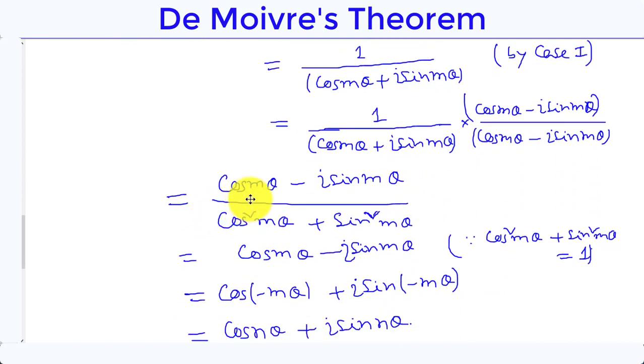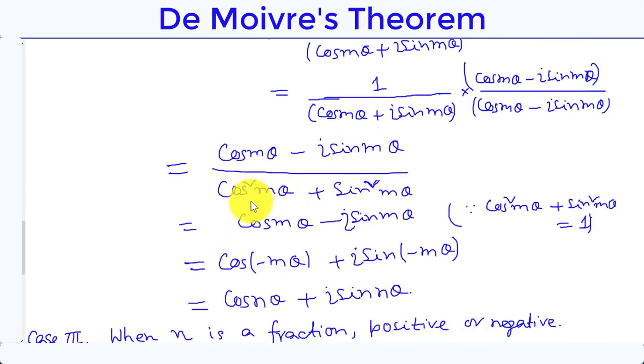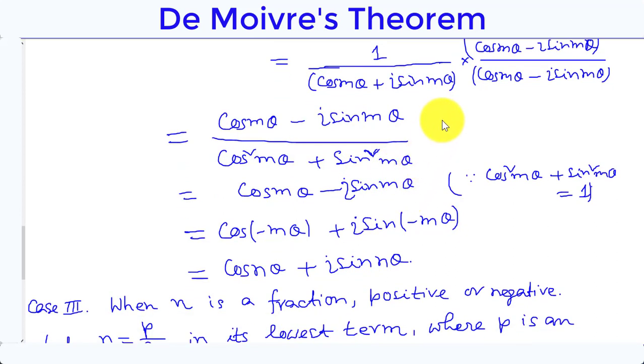This is equal to (cos m theta minus i sin m theta) by (cos square m theta plus sin square m theta), because the denominator gives cos square m theta minus i square sin square m theta. i square is equal to minus 1. So this gives cos square m theta plus sin square m theta. And this is equal to cos m theta minus i sin m theta, as cos square m theta plus sin square m theta is equal to 1.